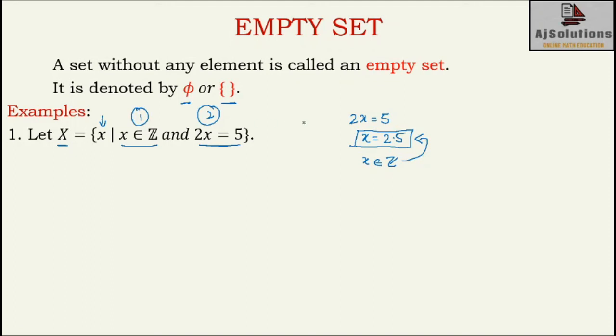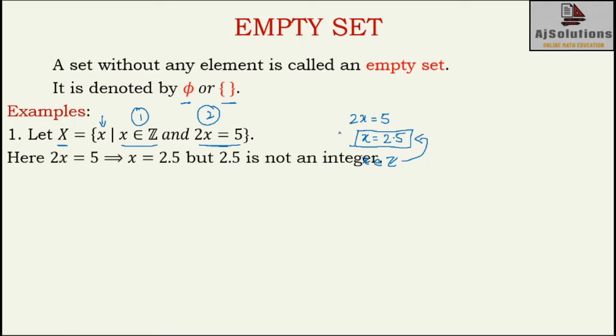But if we solve this, we come to know that there is no such x. We don't have an integer value to satisfy this equation. So that is why this set X becomes the empty set. There is no member, no such x exists. So that is why X becomes the empty set.